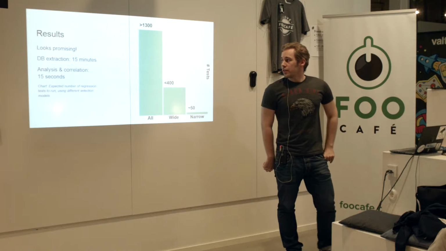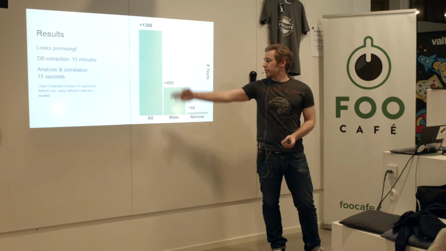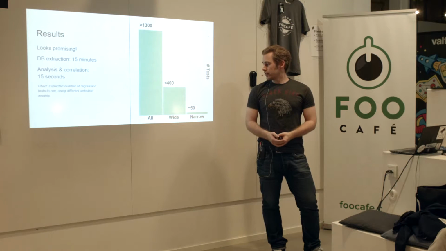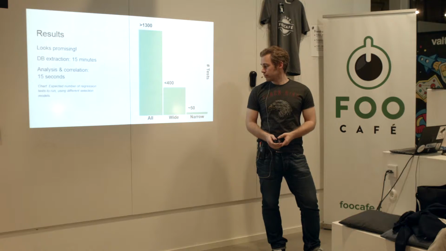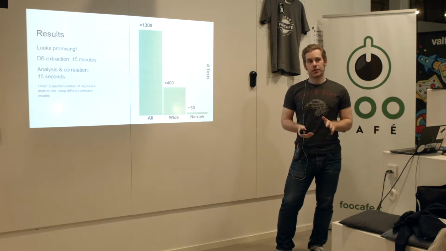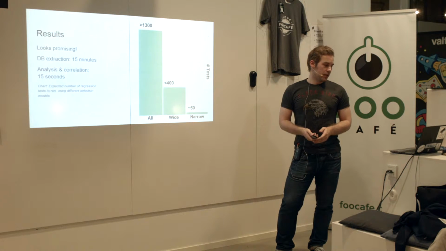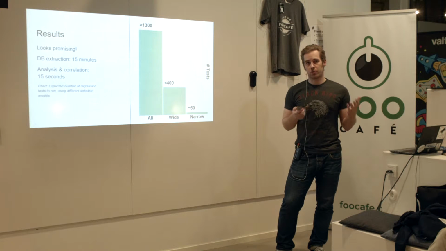And these are the results. This diagram shows how many tests you run when you run all the tests. The wide selection model runs fewer, about 400. And the narrow model recommends on average 50 tests. It depends on the code package that you change, because some code packages affect a lot more tests than others.